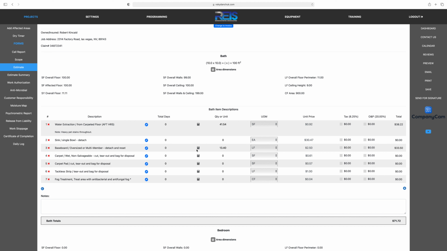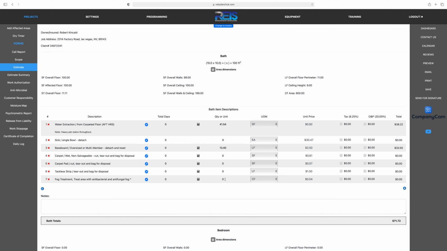Super easy. These estimates are absolutely fantastic. Everything is just right in front of your eyes right here. Nothing could be simpler to use. Just a fantastic way to calculate the quantity or unit. Lastly would be the cubic feet. In this case, we've got fog treatment, so that's cubic feet in any given area.